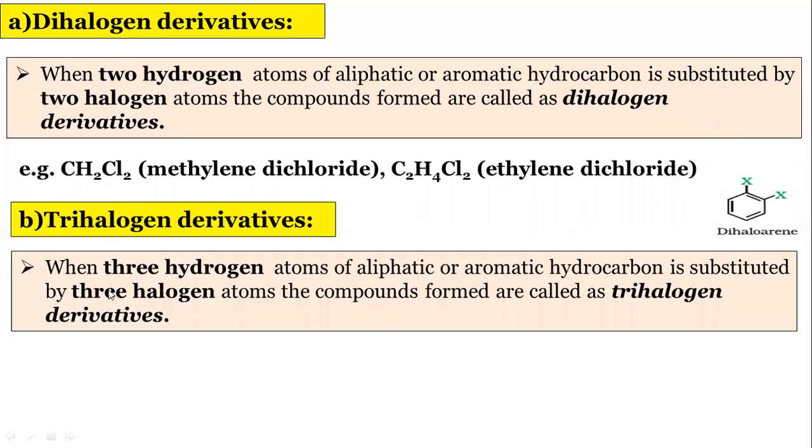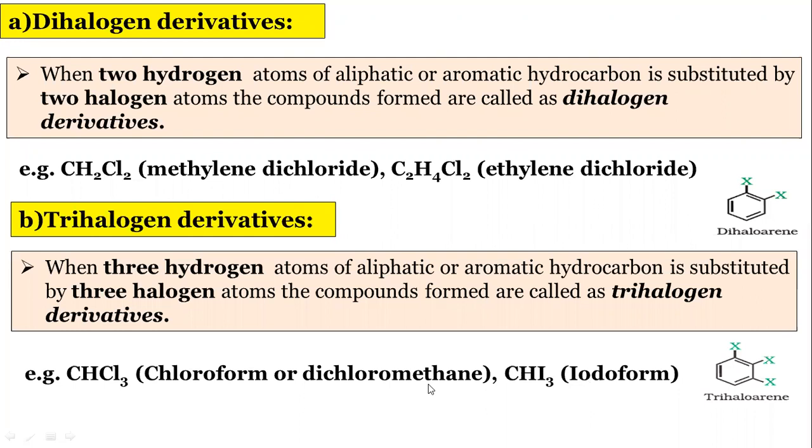Trihalogen derivatives means 3 hydrogen atoms of aliphatic or aromatic hydrocarbons are substituted by 3 halogen atoms, and the compounds formed are called trihalogen derivatives. I will give one example, CHCl3. In this, 3 hydrogen atoms are replaced with 3 chlorines. CHI3, iodoform. Also in these, 3 hydrogen atoms are replaced with 3 halogens, and this is a trihaloarene. See here, 3 X are there, means 3 hydrogens are replaced with 3 halogens.